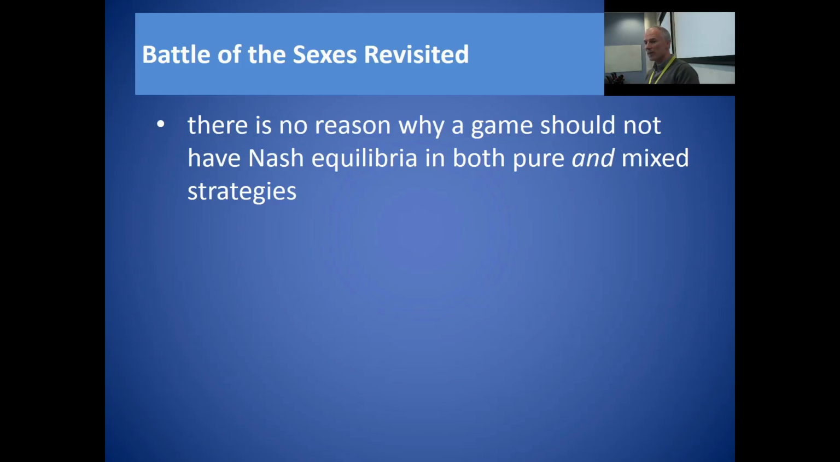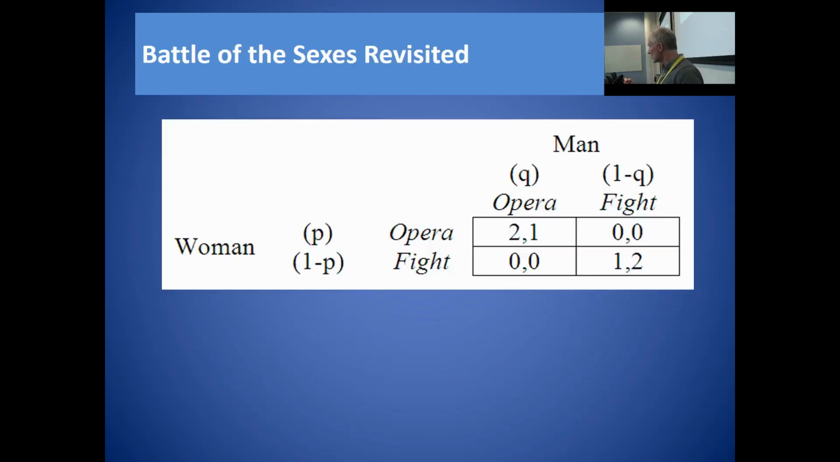So when we saw Battle of the Sexes before, we said that there were two Nash equilibria, where both the man and the woman went to the prize fight, and when both the man and the woman went to the opera. But that isn't all the Nash equilibria in this game. There's an additional mixed strategy that so far you've not been able to identify. And we're going to do that using that same procedure as before.